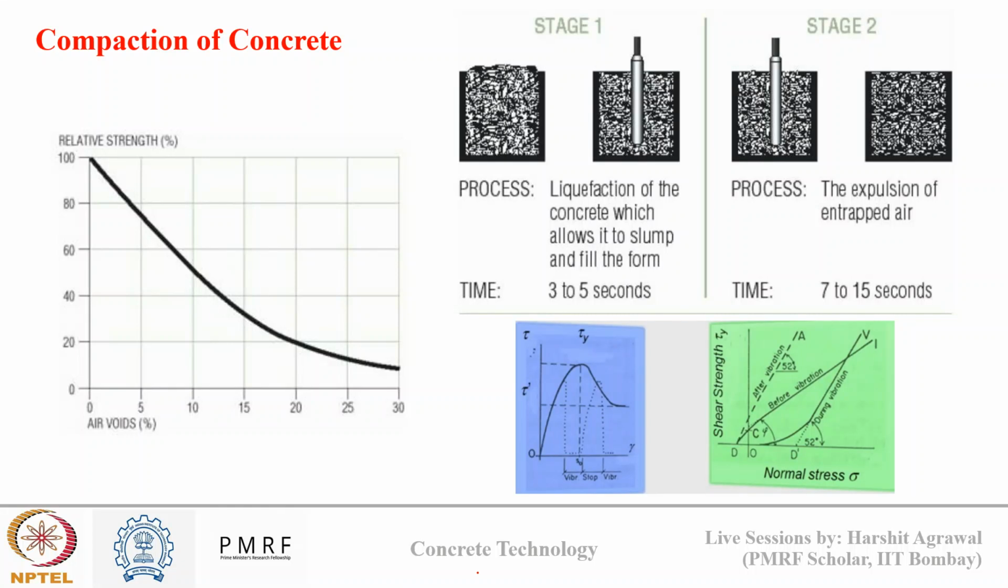Now, the more the amount of air void, the lower the strength will be, as you can see in this first figure. So to avoid this, compaction is done, which is a two-step process. The first step is known as liquefaction of concrete, where concrete, due to its slump, is allowed to flow and fill the spaces inside the formwork.